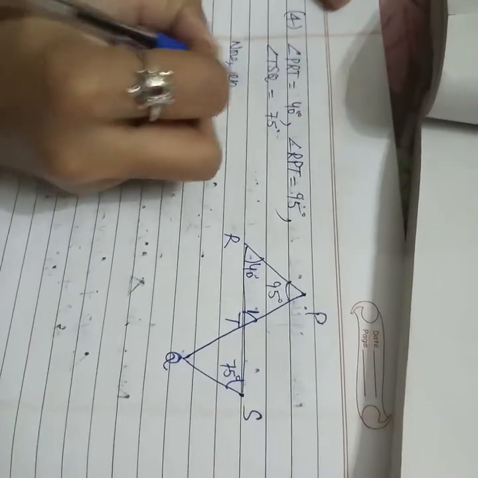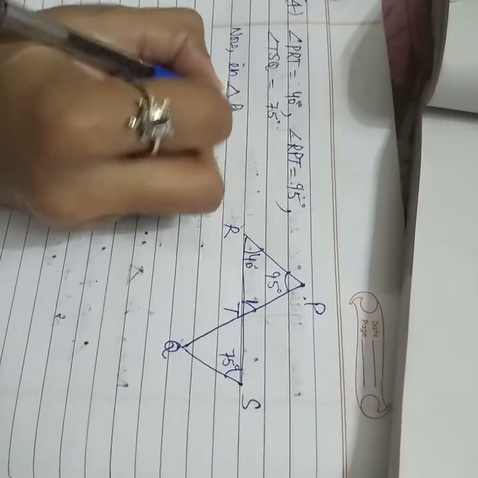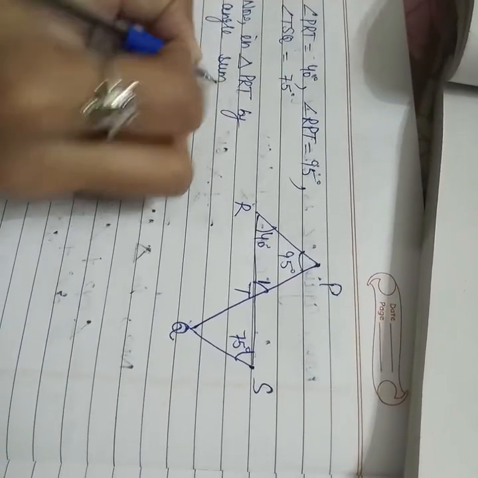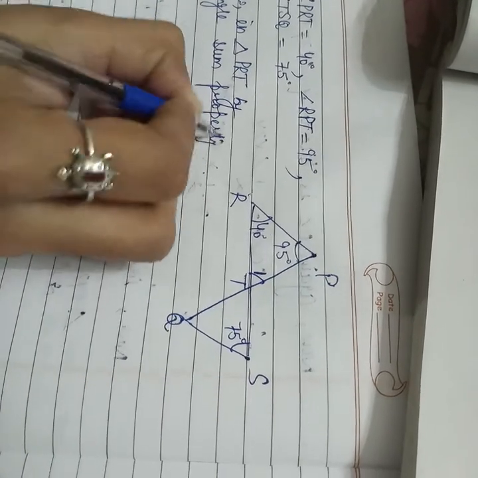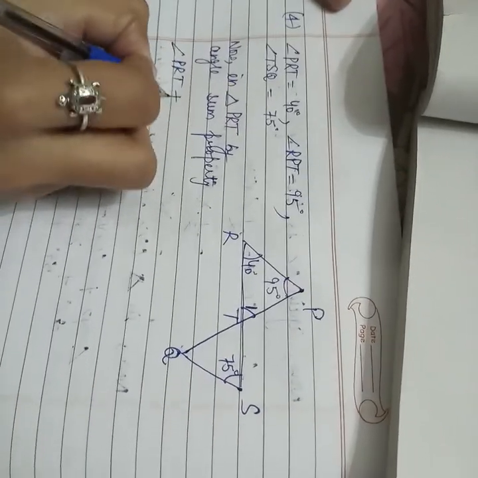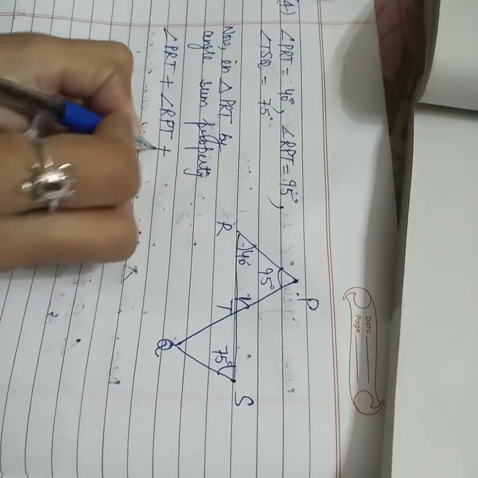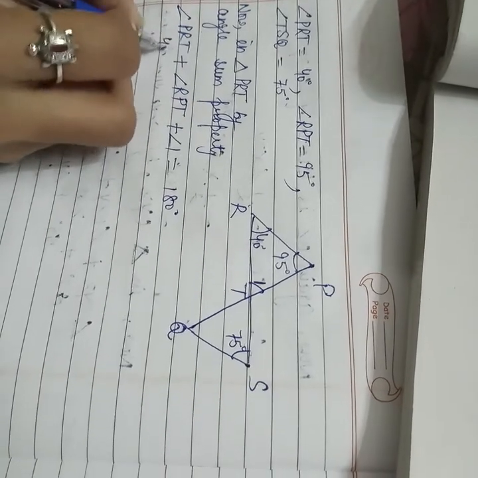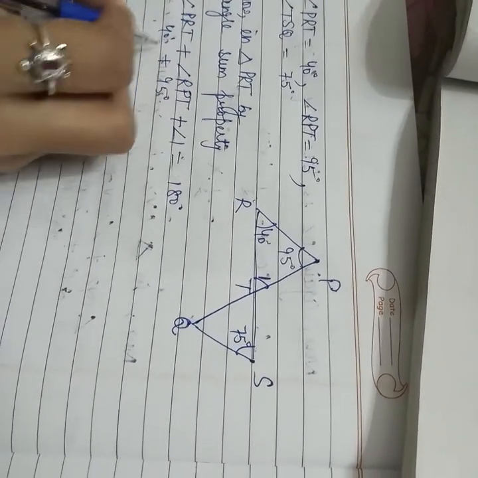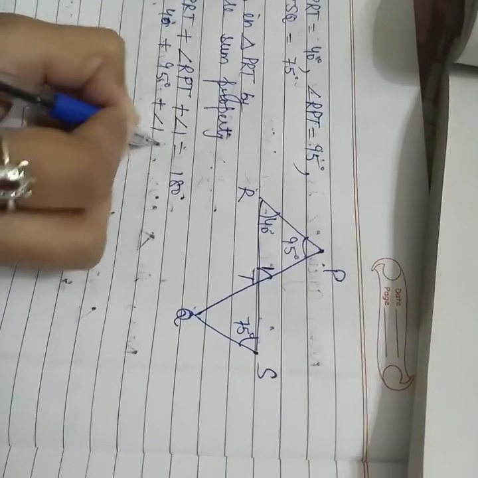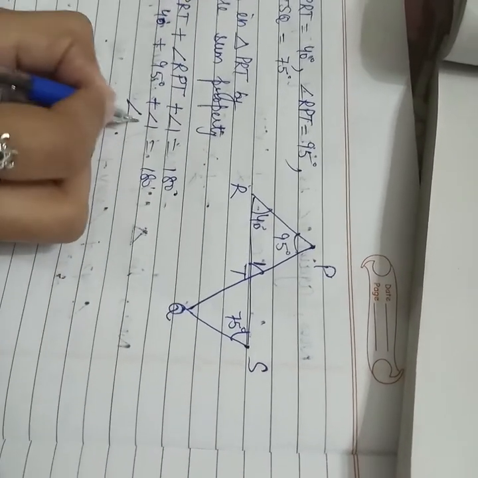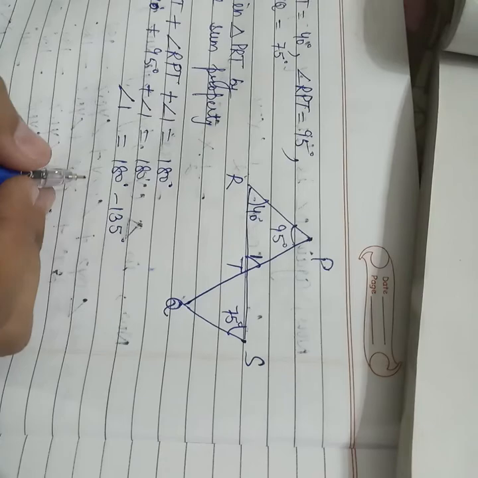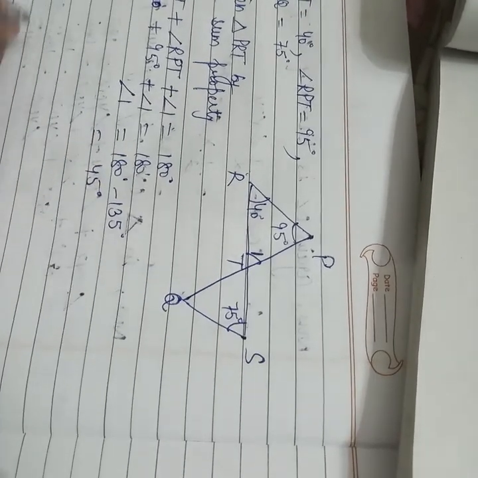Now in triangle PRT, by angle sum property, we have angle PRT plus angle RPT plus angle 1 equals 180 degrees. Angle PRT equals 40 degrees plus RPT is 95 degrees plus angle 1 equals 180 degrees. Now angle 1 equals 180 degrees minus 135 degrees, which equals 45 degrees.